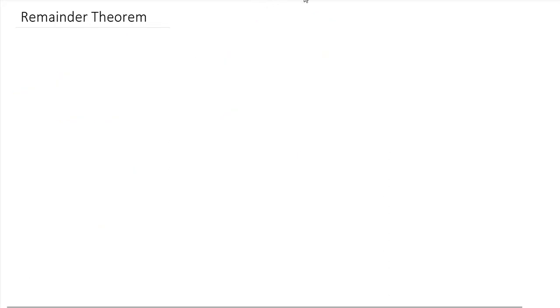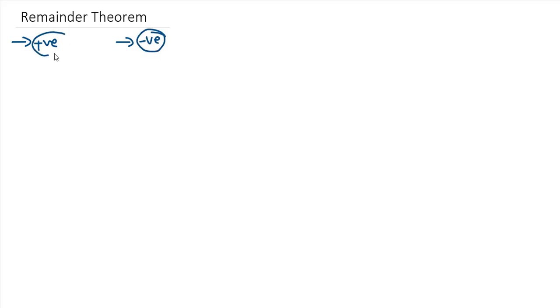Let us now understand the concept of the remainder theorem. In this, we will first understand what a positive remainder and a negative remainder are. If we take, let's say, the number 23, when 23 is divided by 12, the remainder, as we know, comes out to be 11. This value of the remainder is positive, hence it is called a positive remainder.